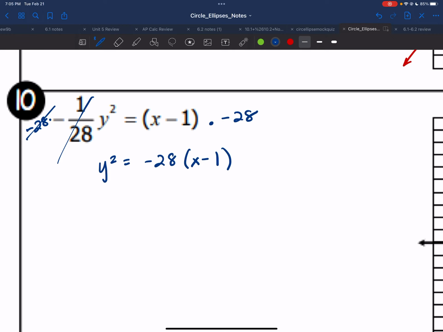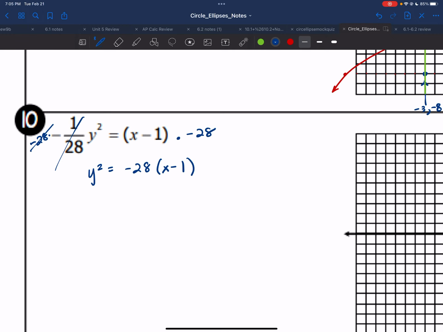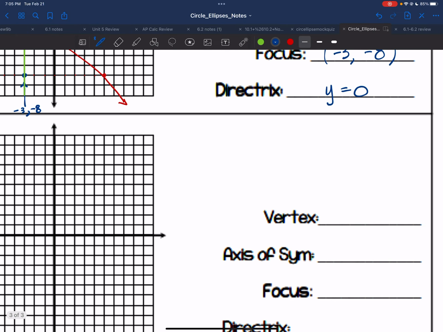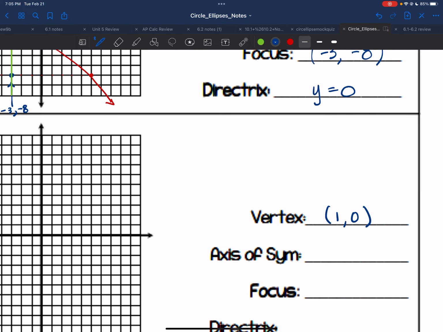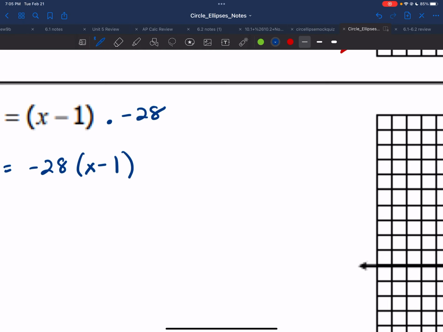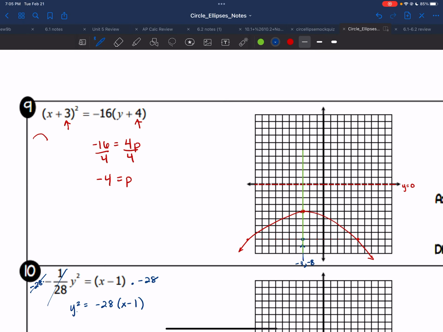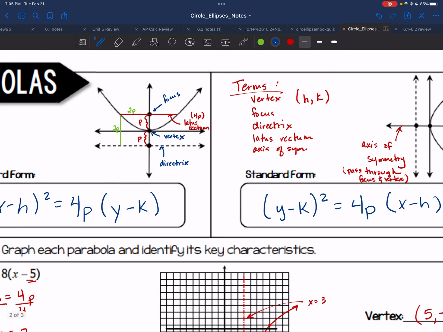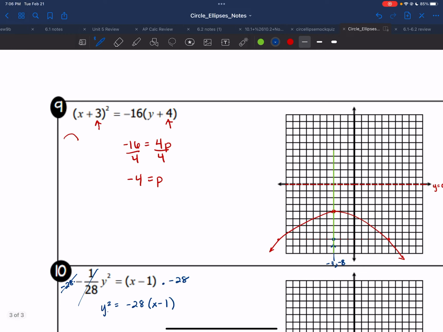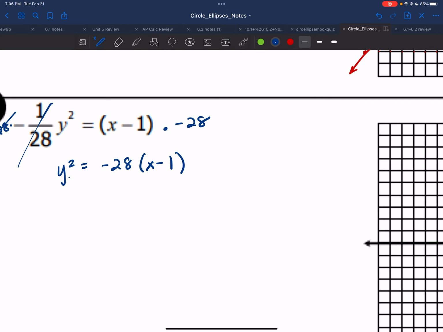That is much better. Okay, so now I can get my vertex. I don't have any shift on my y, so that's going to be 0. And my x is the value of 1. So (1, 0) is my vertex, right? Remember that we said on the previous one, my vertex is (h, k). That's where we're getting it. All right, let's look at our latus rectum. So 4p is equal to -28. Divide both sides by 4. p is equal to -7.